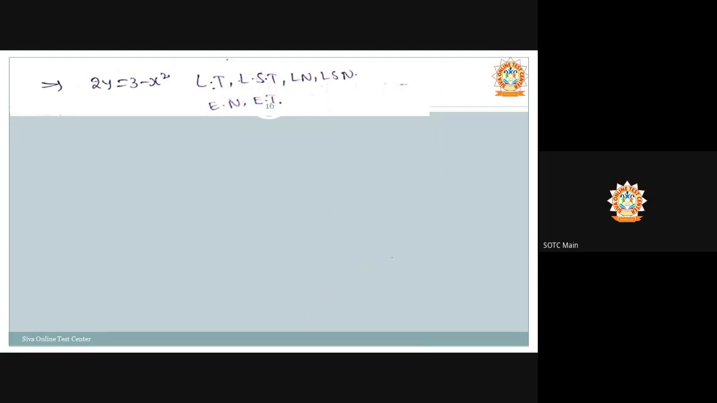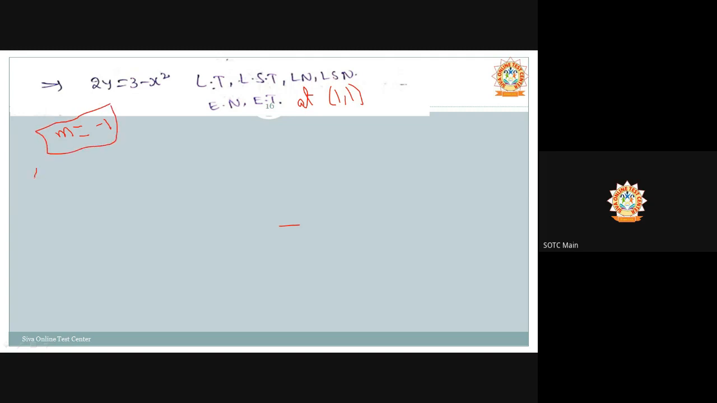Now try to see the next question. 2y is equal to 3 minus x square. Find length of tangent, length of subtangent, length of normal, length of subnormal, equation of normal, equation of tangent at 1 comma 1. So all the parameters are included here. First tell me what m value is coming. -1, sir. Yes, very good, -1. So your m is equal to -1.